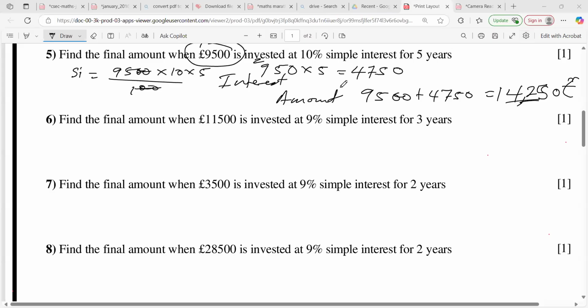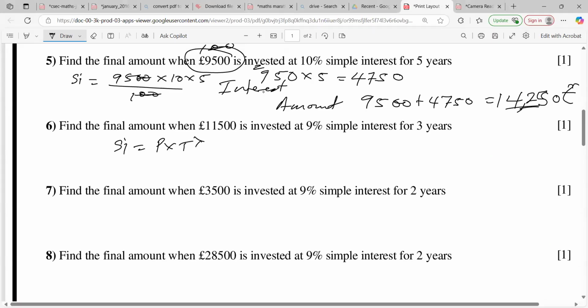So actually, number 6 says find the final amount. Notice it says final, so we are adding the interest, right? So simple interest is equal to P times R times T over 100. So 11,500 times 9 times 3 over 100. Guys, now punch it in my calculator because of time.